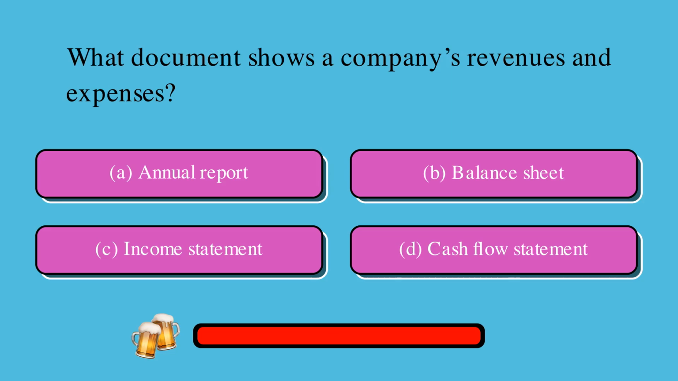What document shows a company's revenues and expenses? Is it A. annual report, B. balance sheet, C. income statement, or D. cash flow statement? The correct answer is C. income statement.